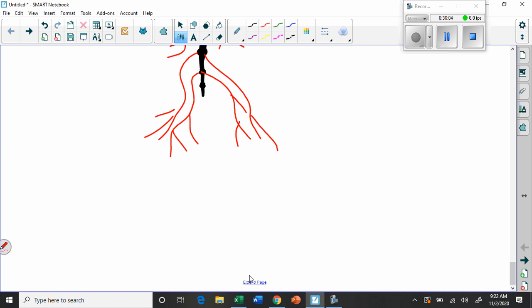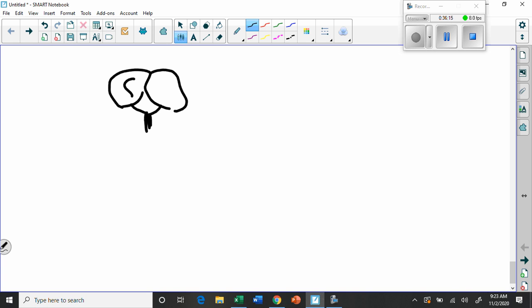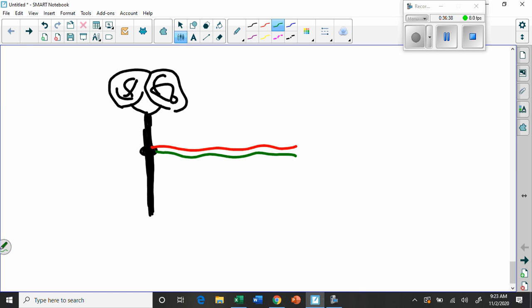Pathways. Let's see here. So I'm going to draw this brain again. And our central nervous system. Okay. And then I'm going to put a little ganglion here. And I'm going to draw a little neuron going out. And then in green, I'm going to draw a neuron coming back in. Okay. So we'll put a little arrow here going this way, and on the red one, going that way.